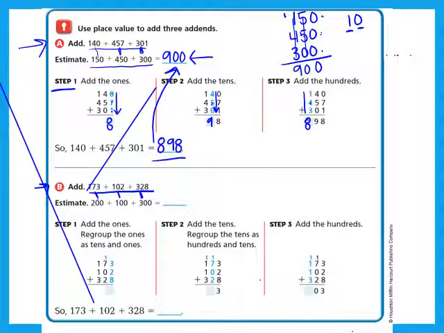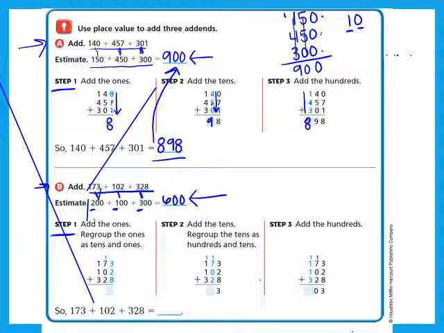So to do this, I'm just going to add the numbers that are in the hundreds place. So I have 2 plus 1, that equals 3, and 3 plus 3 equals 6. And then I can just fill in zeros for my tens and my ones place. So my estimate is going to be 600. Now let's take a look at step 1. It says add the ones and regroup the ones as tens and ones.